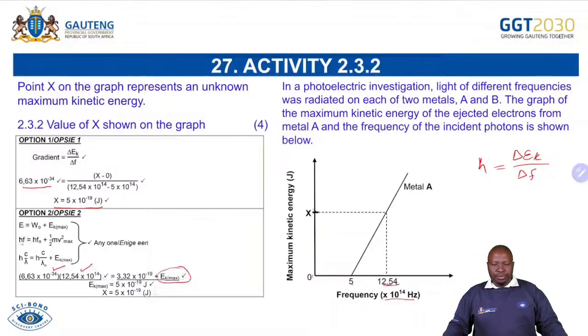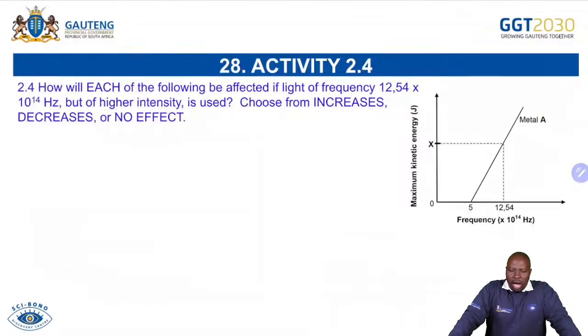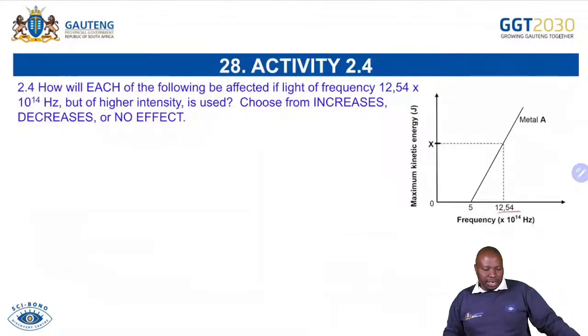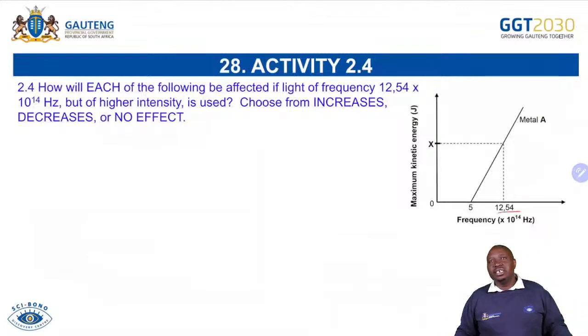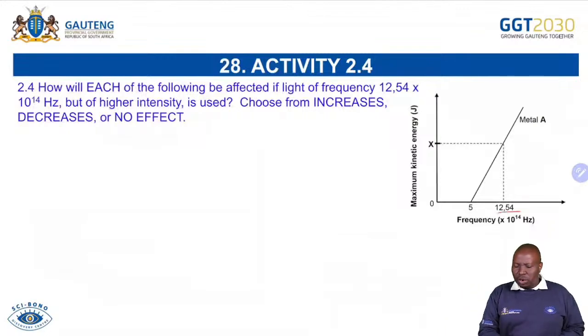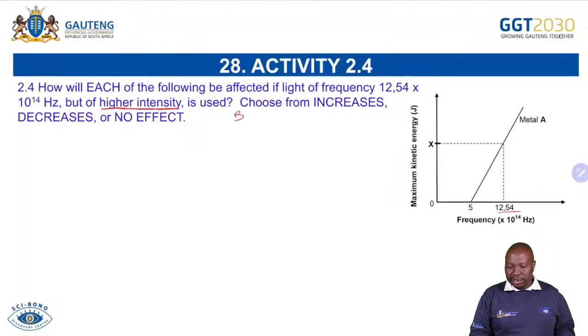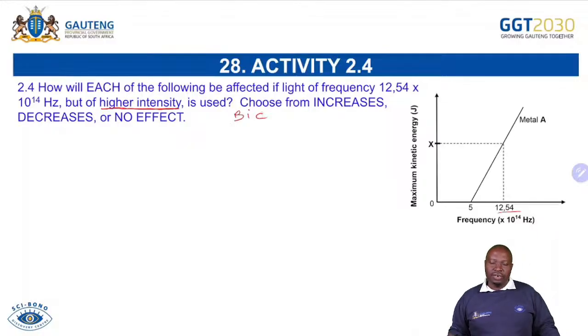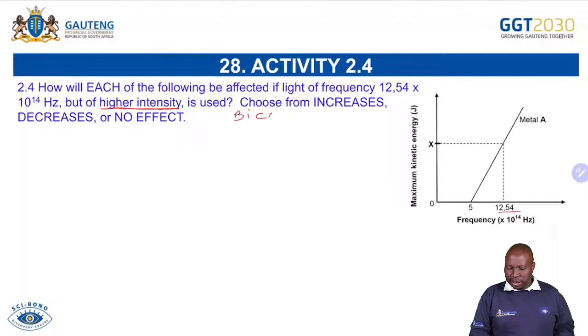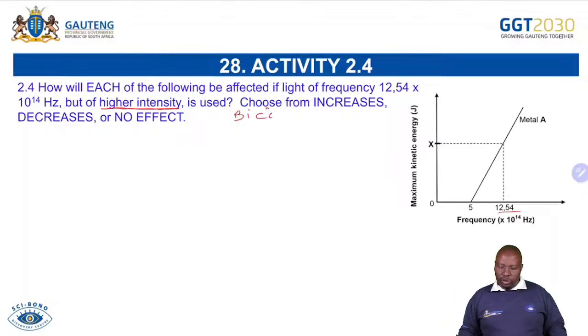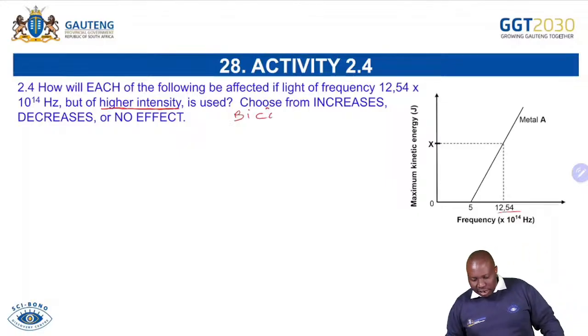Now, if we were to move on, we can ask: how will each of the following be affected if light of frequency 12,54 times 10 to the power 14 hertz, but of higher intensity? You see, this question of intensity is almost always there in your paper, so it's important that you always remember what we talked about. When you say intensity, you're talking about brightness. When it increases, the current, or the number of ejected photoelectrons per unit time, will increase. You remember that one, so that when the question comes, you're able to remember.